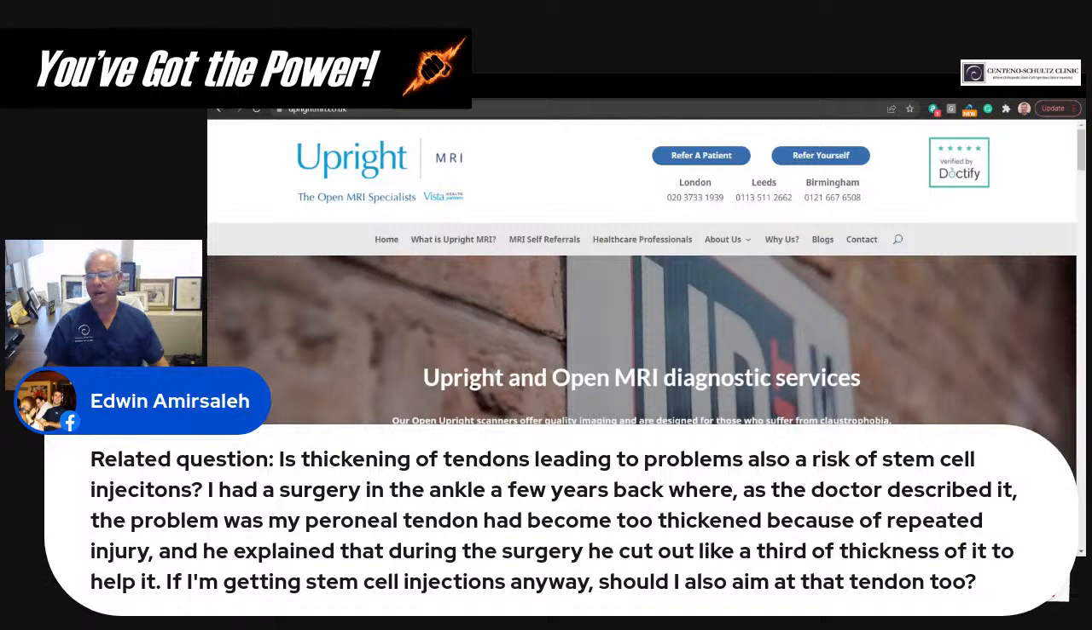Edwin, related question: is thickening of the tendons leading to problems also a risk of stem cell injections? I had ankle surgery a few years back where the doctor described it. The problem was my peroneal tendon had become too thickened because of repeated injury.